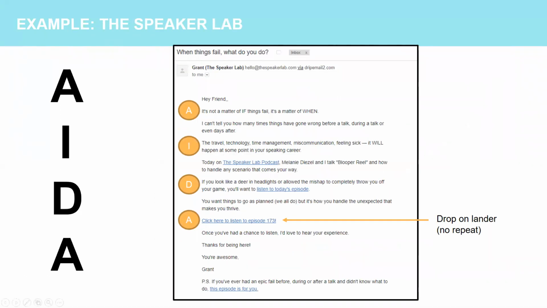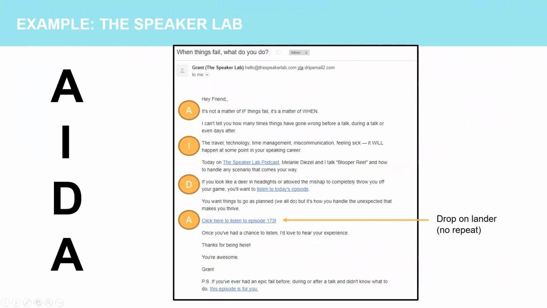Here's another example from an email that I got more recently, and I wanted to show different formats here. So, Grant calls me, "hey friend," double comma, which is an interesting choice, but good on you, Grant, you be you. "It's not a matter of if things fail, it's a matter of when." Again, that grabs my attention. And then he holds my interest with the travel technology, time management, miscommunication, feel sick. It will happen at some point.